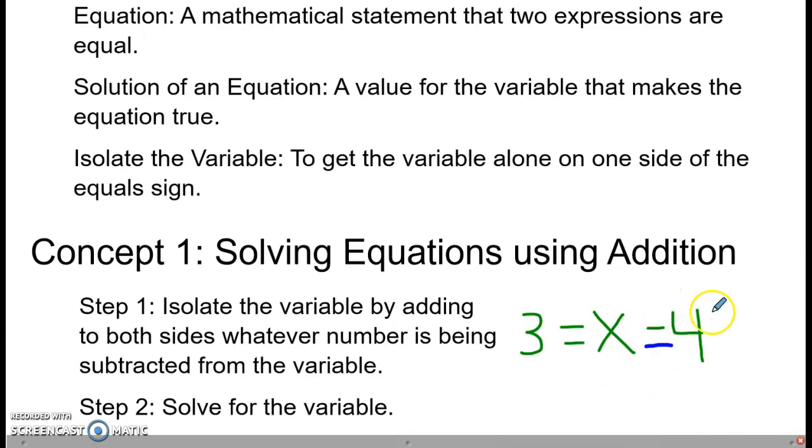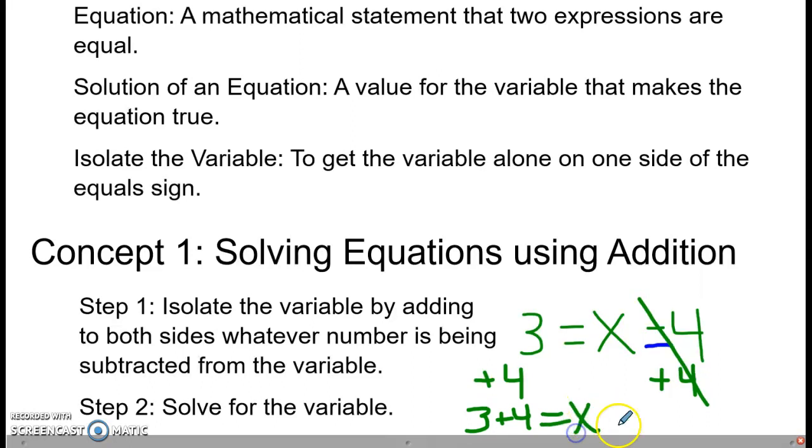Since it's a -4 right now, if we add 4 to both sides, because whatever you do to one side you have to do to the other, we add 4 to both sides. Positive 4 minus 4 is going to cancel, and we're going to be left with our variable isolated. So we end up with 3 plus 4 equals x, and it's very easy to see that x is going to equal 7. That's all there is to it for using addition to solve equations.